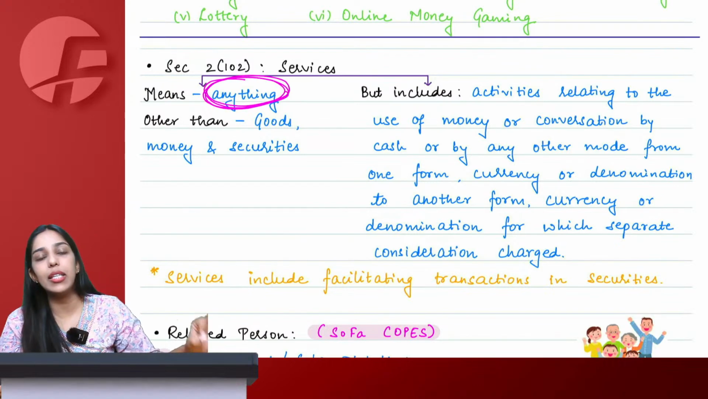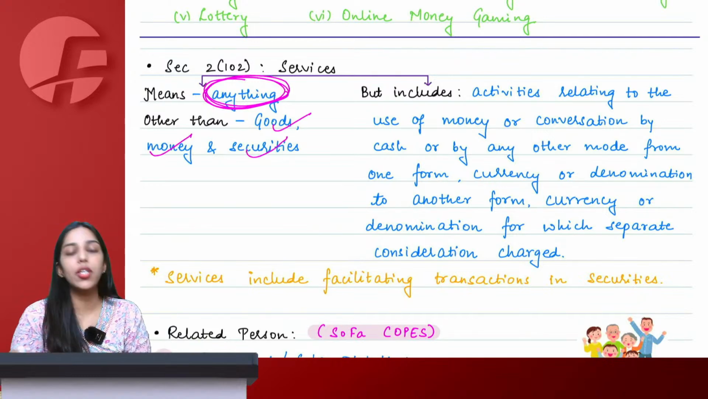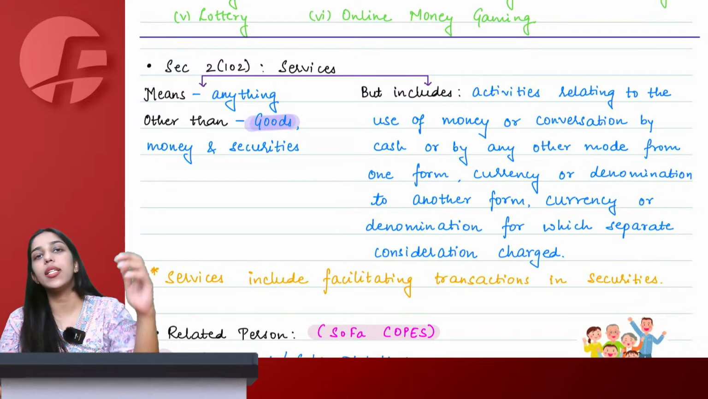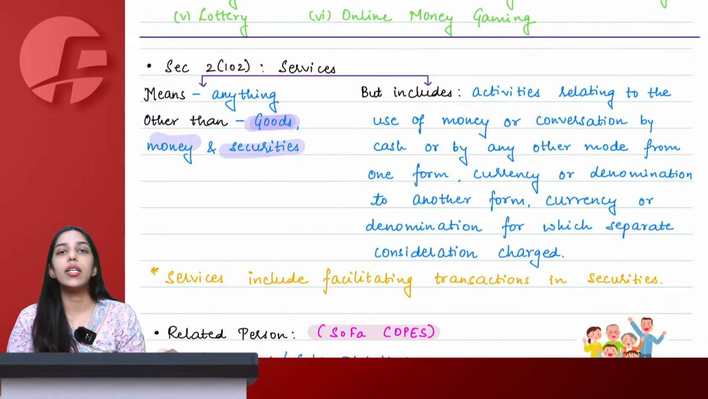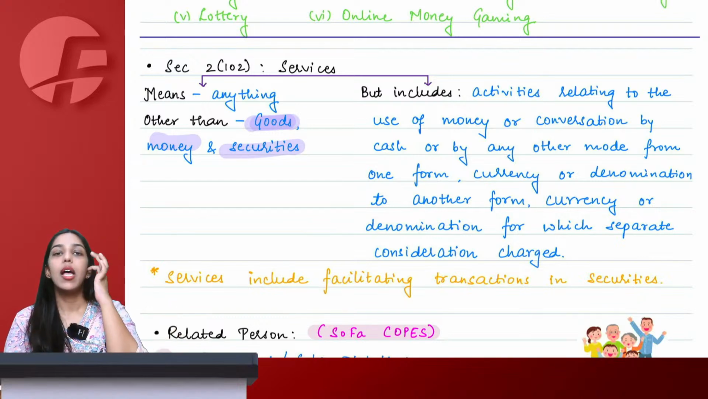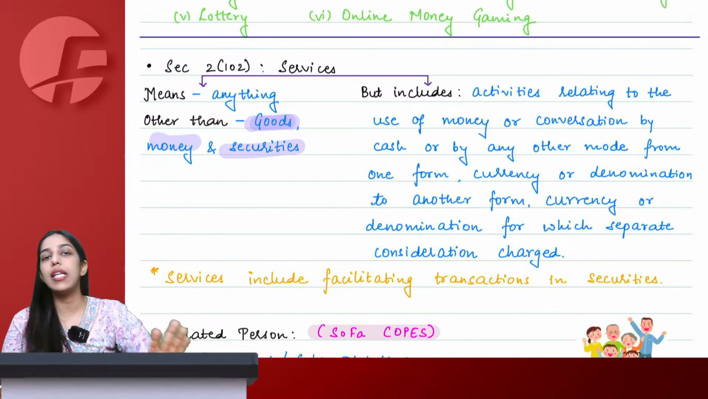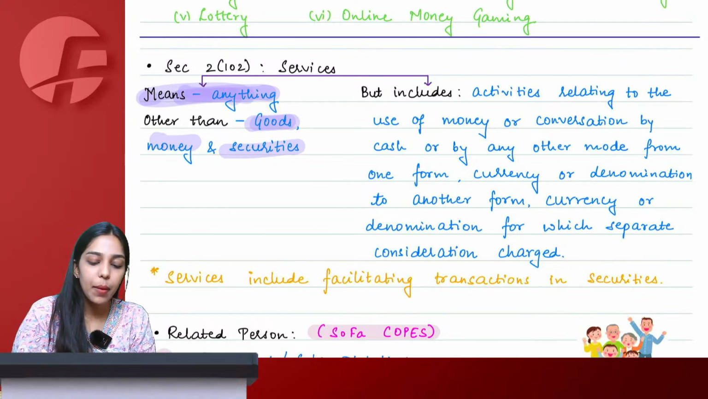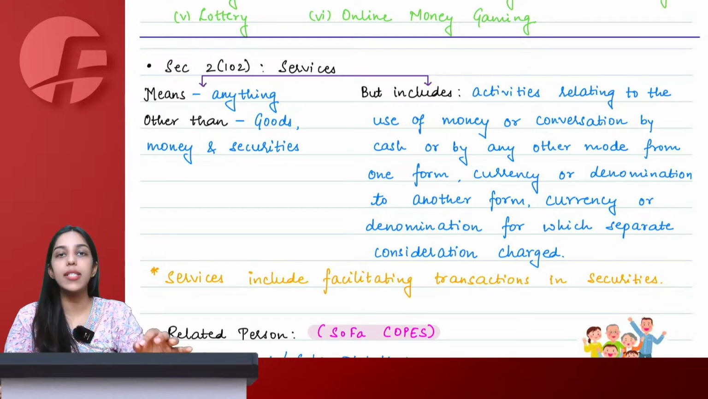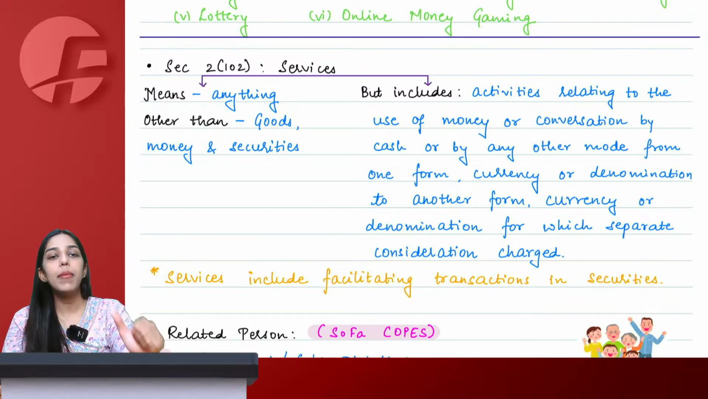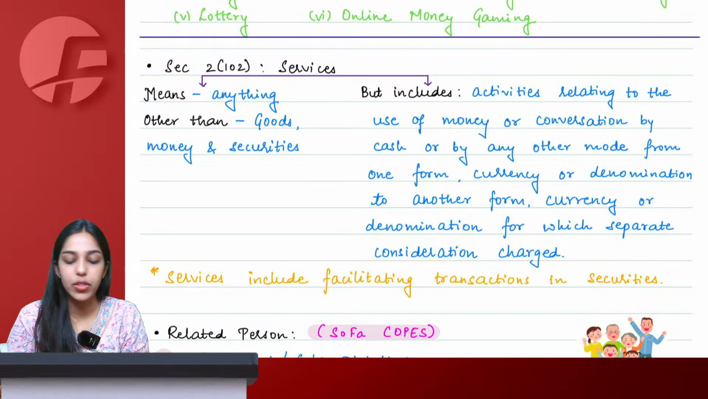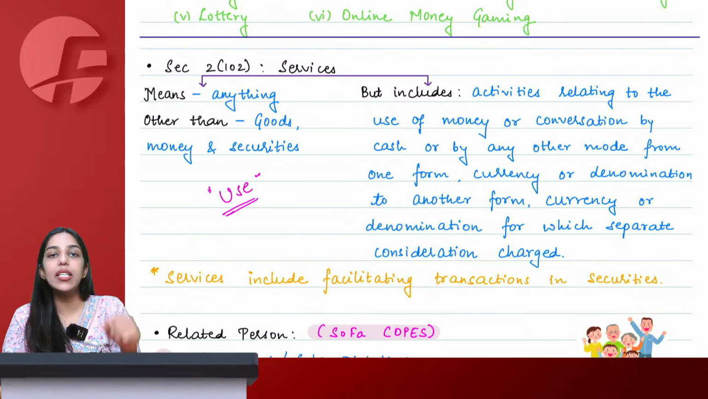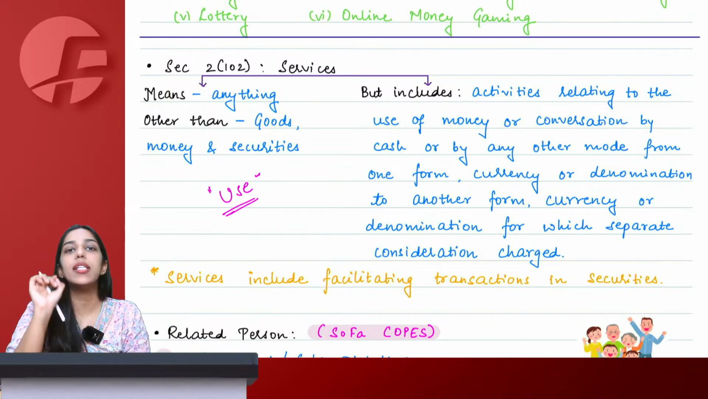So services means anything except goods, money and security. If something particularly falls in the definition of goods, consider them as goods. Money and security are neither goods nor services. Except for this, whatever is left will be considered as service only. The but includes part here says that, while money and security are not goods or services, the use of money and the activity of facilitating transactions in securities is a service.